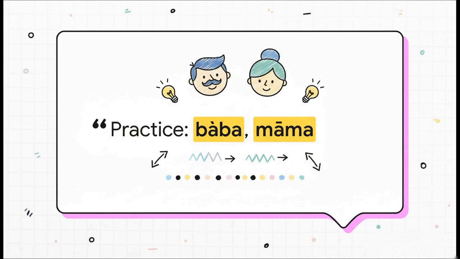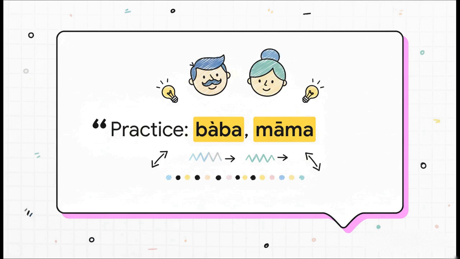These are perfect examples. Look at the second syllable in each word. See? No mark. So you wouldn't say baba with equal stress, you'd say baba with the emphasis on the first one. Same with mother. Not mama, but mama. Try saying it. Baba, mama.